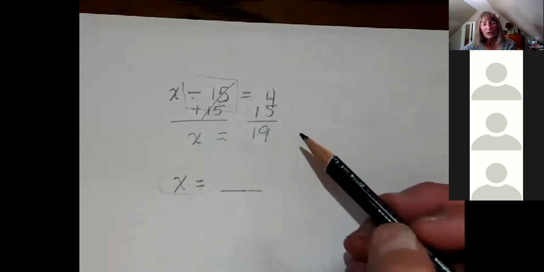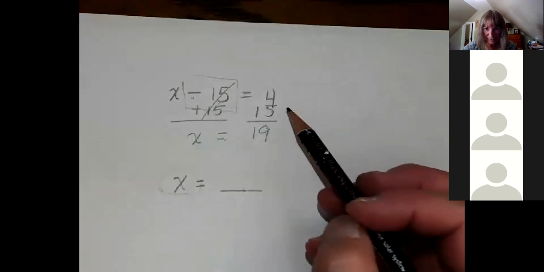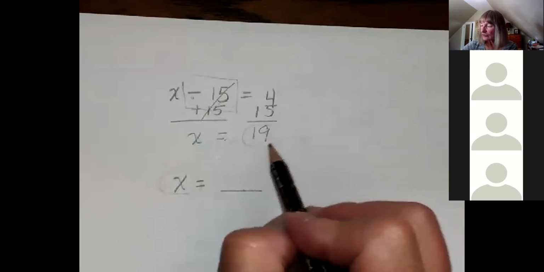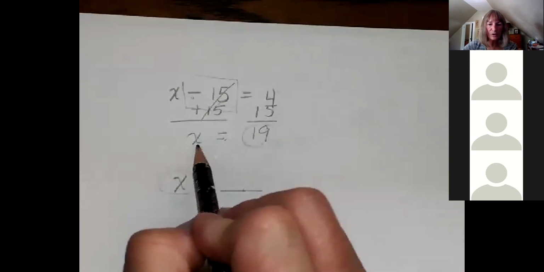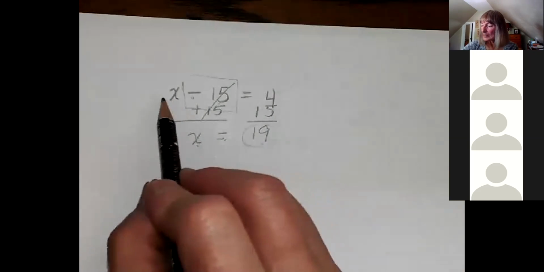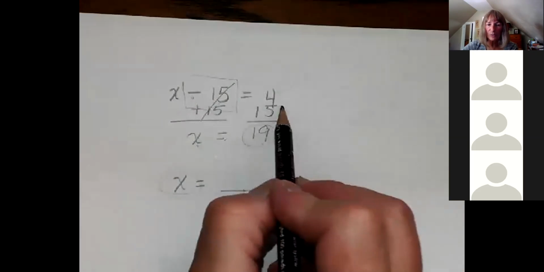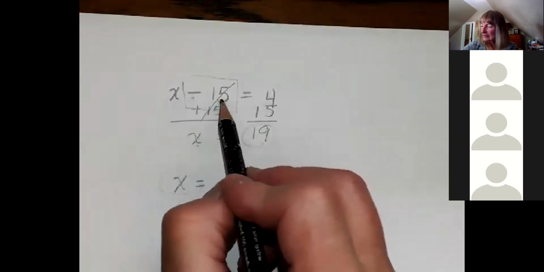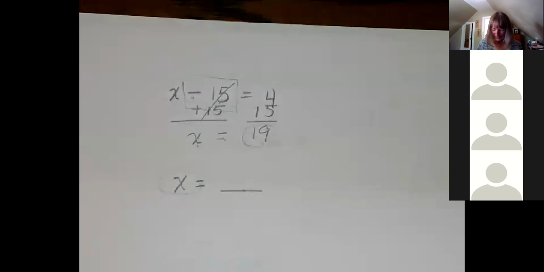And then we could go back and check to see if this is a correct answer by substituting this value 19 for this symbol every place where it appears in the original equation. So 19 subtract 15 does equal 4.